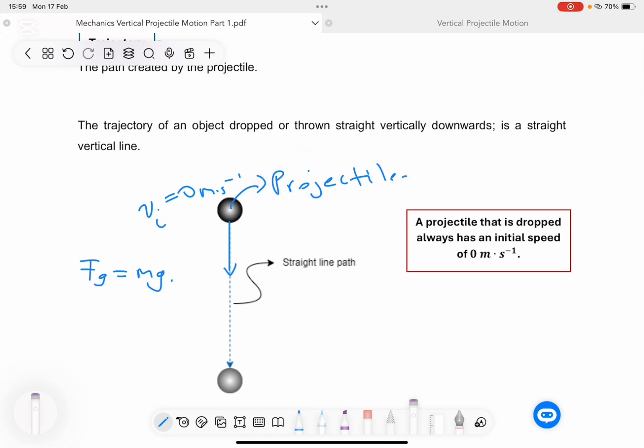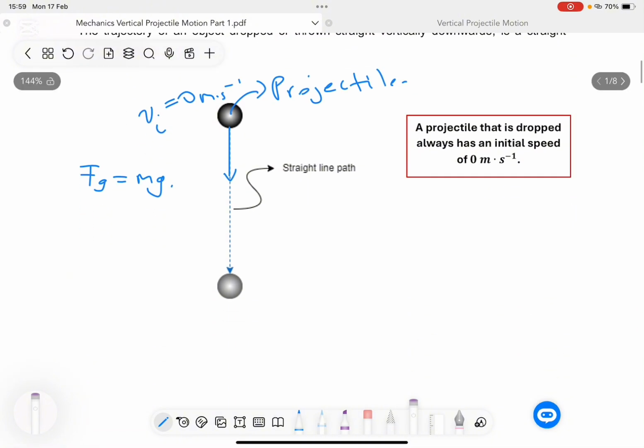So all the time in a statement or in a problem, when they give you a problem, they say that the projectile is dropped, you must know that it means that the initial velocity is 0. Otherwise, if they tell you that it was thrown, then they'll give you some initial velocity at which they throw it.